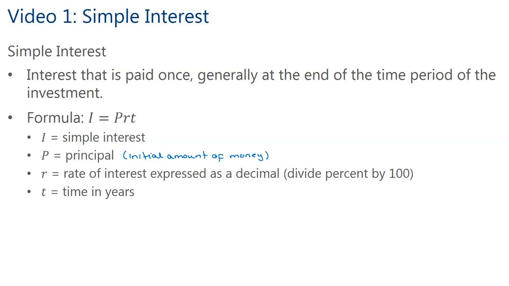R is the rate of interest expressed as a decimal. So the way we change from a percent to a decimal is to divide by 100. And T is time expressed in years.